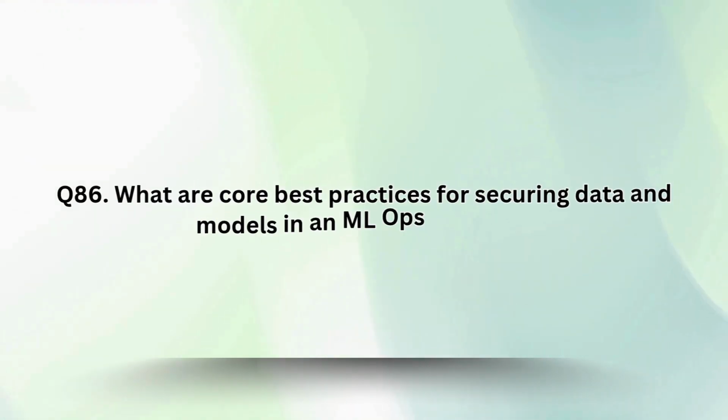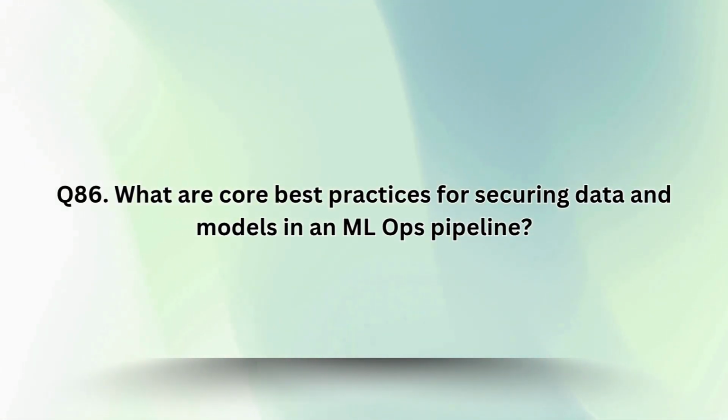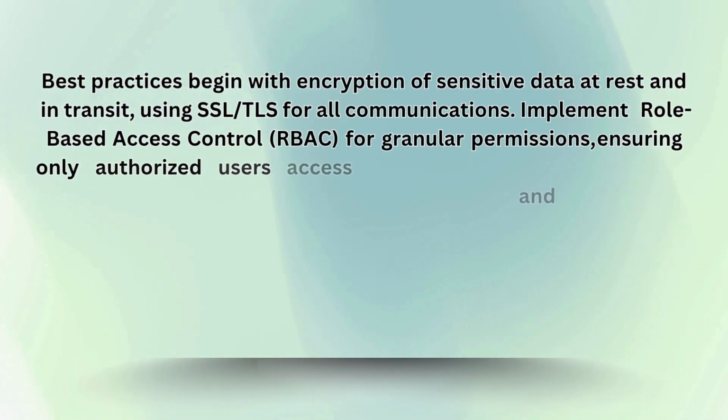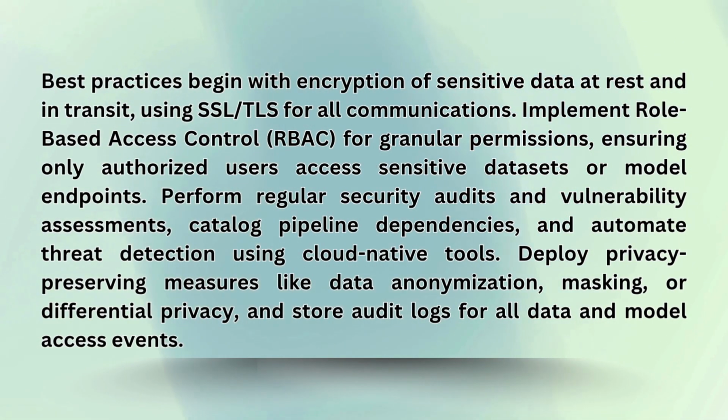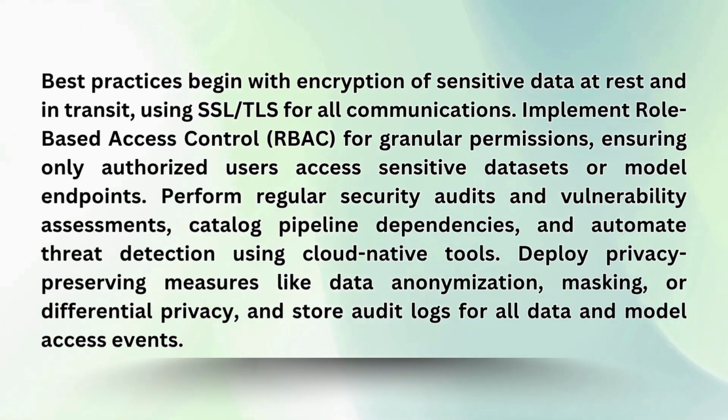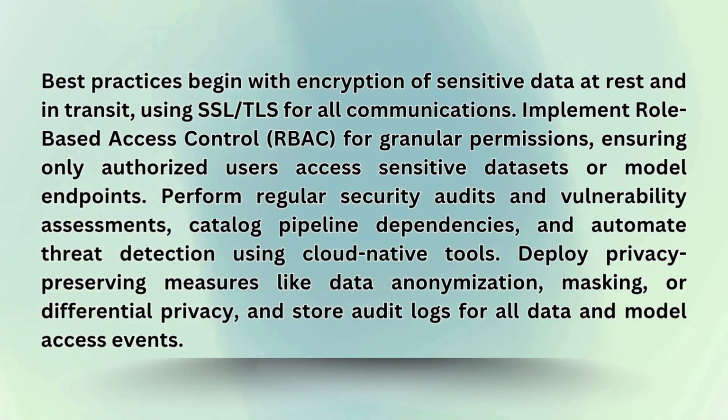What are core best practices for securing data and models in an MLOps pipeline? Best practices begin with encryption of sensitive data at rest and in transit, using SSL or TLS for all communications. Implement role-based access control, RBAC, for granular permissions, ensuring only authorized users access sensitive datasets or model endpoints.